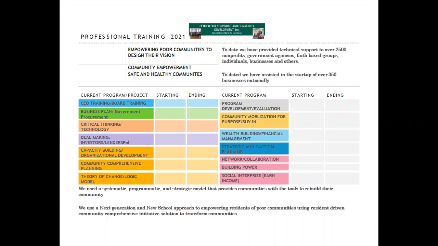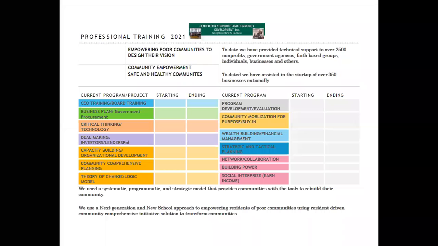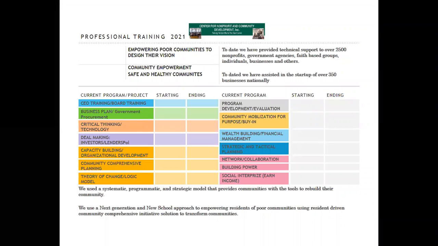Social enterprise is the last training for this segment. We have other training in addition to these trainings here. But the last component is social enterprise, earned income. This has been critical because nonprofits need to focus on how to create earned income and focus less on how to get grants.